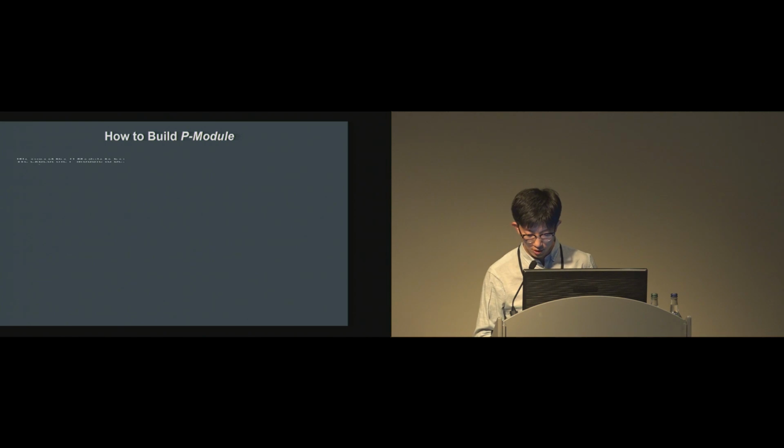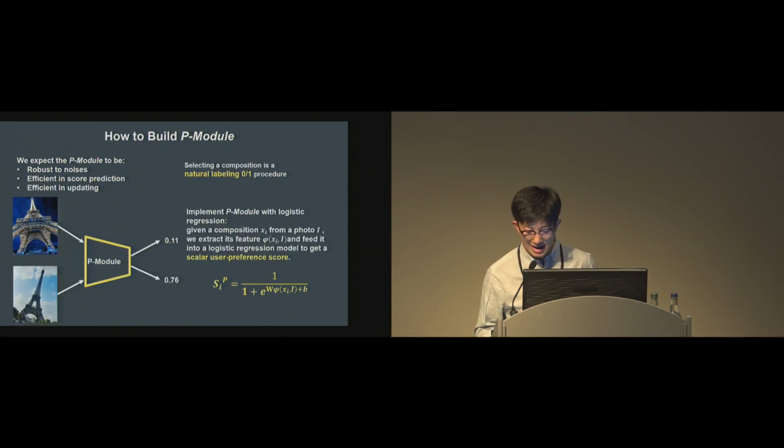Let's build the P module. We expect the P module to be robust to noise, efficient in score prediction, and efficient in updating. When a user takes a photo with SmartEye, she will select her favorite composition to save. It's a natural labeling procedure. The selected one can be regarded as a positive sample. Others can be randomly added as negative samples. So we implement the P module with logistic regression, which can output a scalar user preference score based on the extracted feature vector.